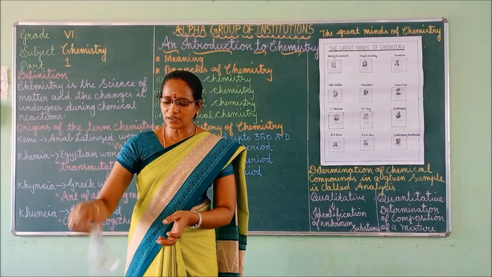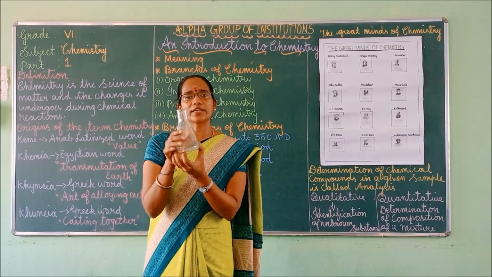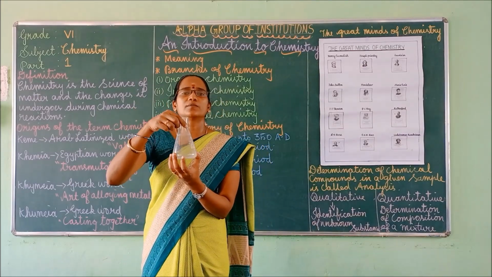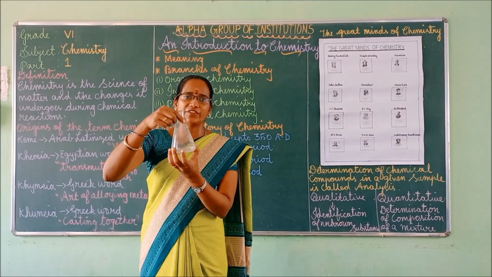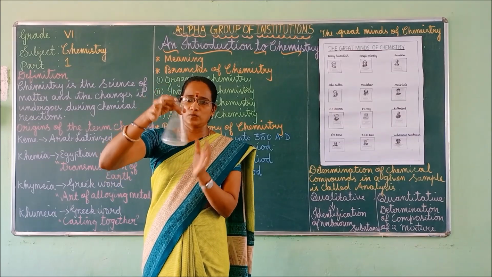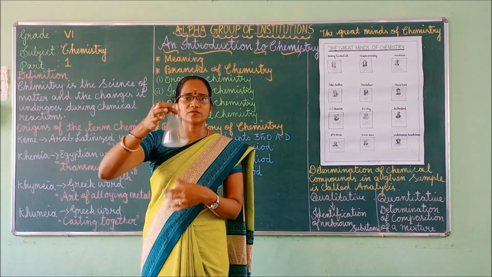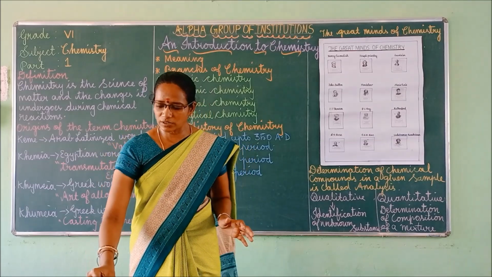And this is called the conical flask. This conical flask is used to hold chemicals. During titration we swirl this conical flask like this. Then only the reagents will get mixed, right?